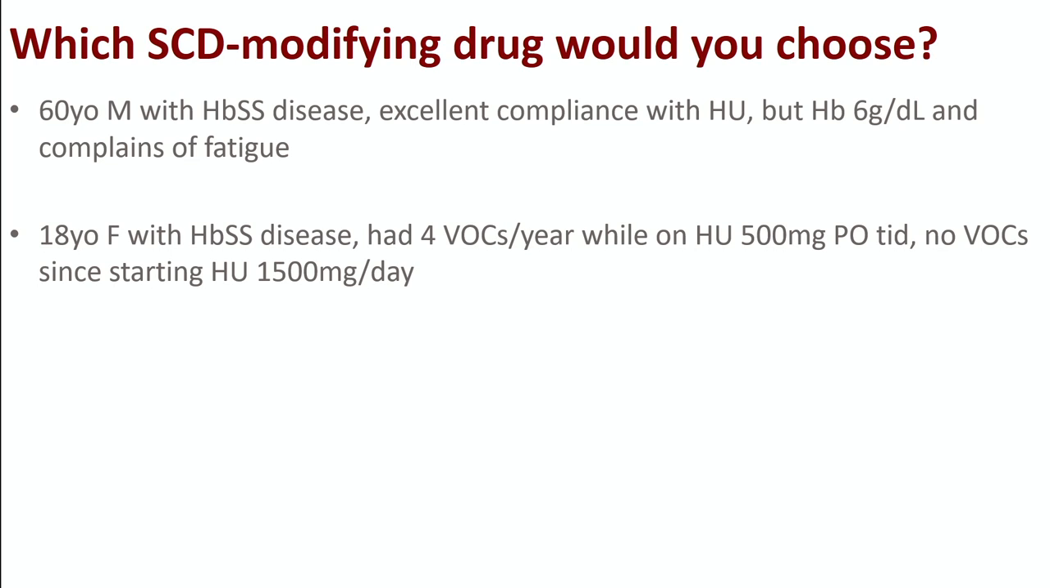Next patient, 18-year-old woman with SS disease, pretty severe. On average, she would have 4 vaso-occlusive crises per year. Before she came to our clinic, she was being treated with hydroxyurea that she was taking at 500 milligrams 3 times a day, and she'd done that for years. But her rate of crises did not change. Just before she came to our clinic, she was switched to 1,500 milligrams daily, which is the appropriate dose that she should be on, and has not had any episodes of pain since then.